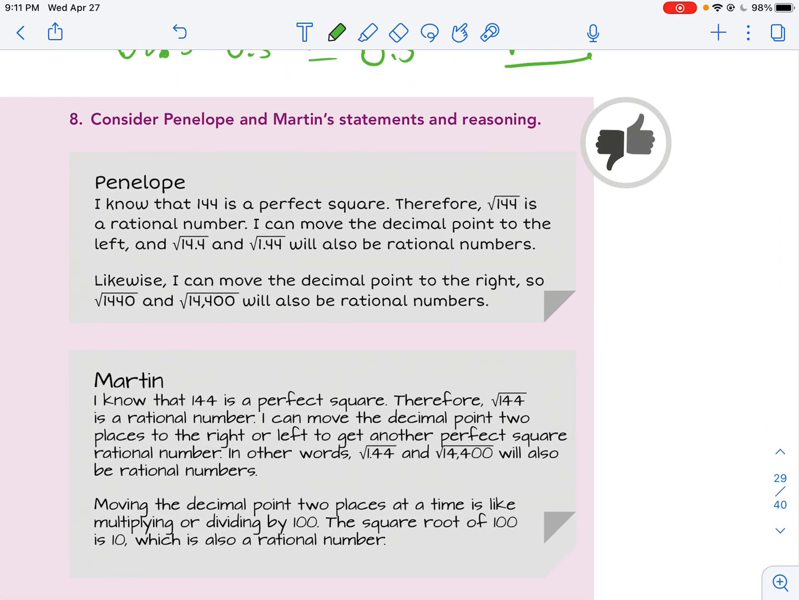Okay, we're going to look at Penelope and Martin's statements and reasoning. I know that 144 is a perfect square. Therefore, the square root of 144 is a rational number. I can move the decimal point to the left, and 14.4 and 1.44 will also be rational numbers. Likewise, I can move the decimal point to the right so that 1,440 and 14,400 will also be rational numbers.